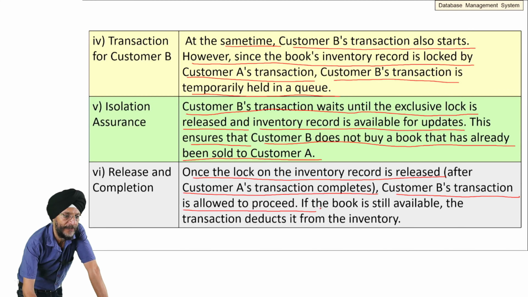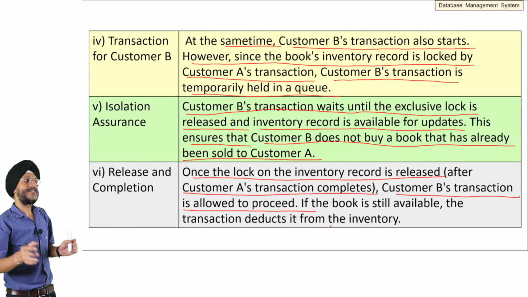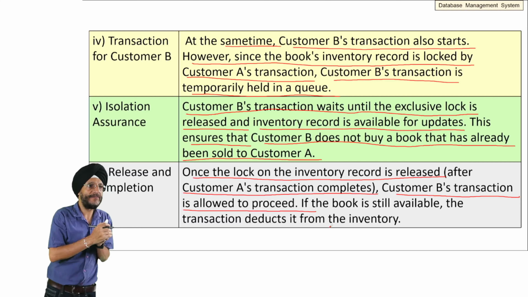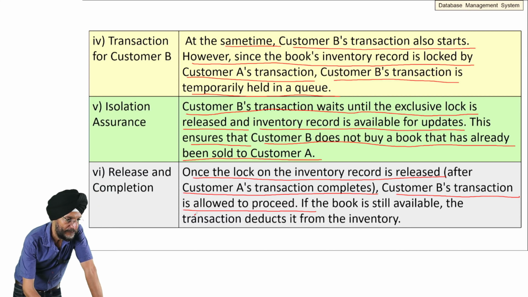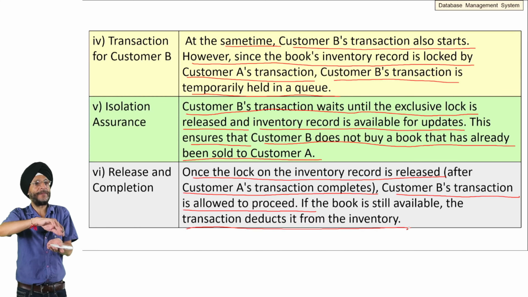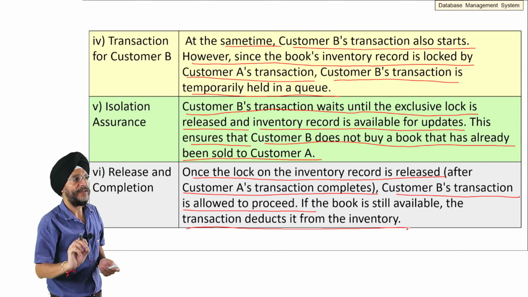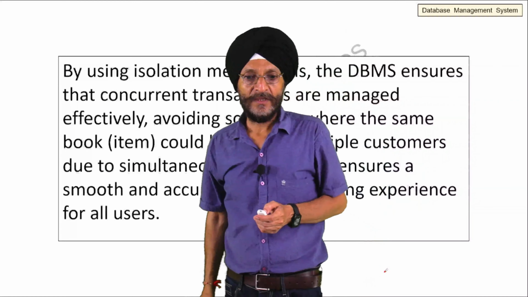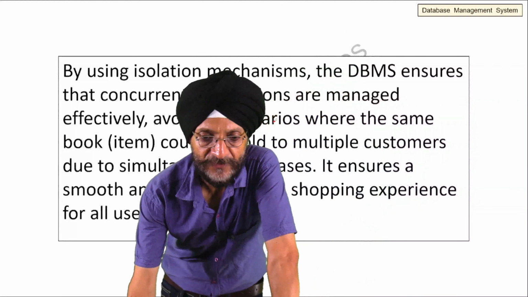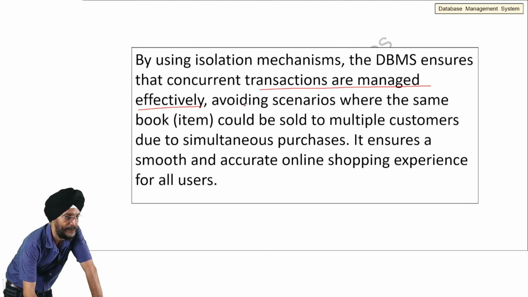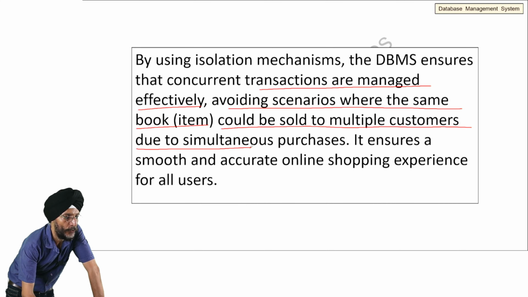Once the lock on the inventory record is released after A's transaction completes, customer B's transaction is allowed to proceed. If the book is still available, that is, if the number of books had been say two, then one book will be available. The transaction deducts it from the inventory. B will be able to make the payment and the said quantity will be reduced from the inventory. By using isolation mechanisms, the DBMS ensures that concurrent transactions are managed effectively, avoiding scenarios where the same book or item could be sold to multiple customers due to simultaneous purchases.